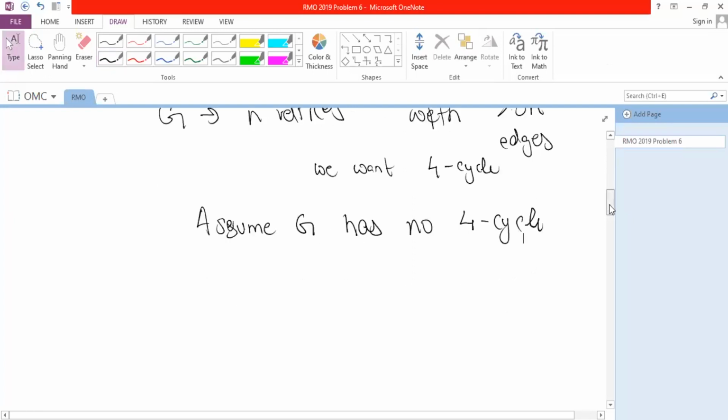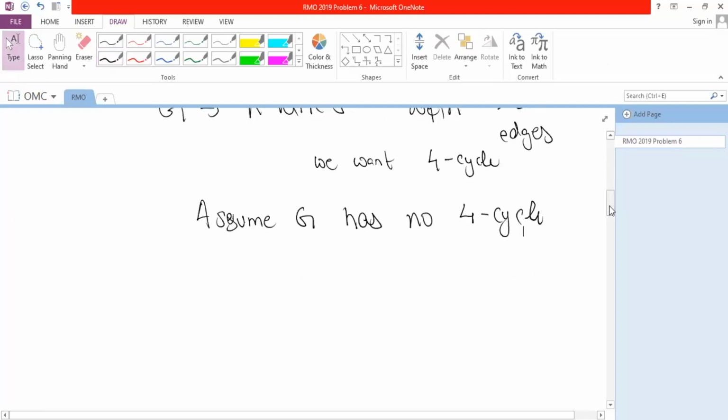Now we employ a standard idea for such kind of problems. We try to count a certain structure. What do I mean by this? In this case, we try to count the number of two length paths. So what is a two length path? It is three vertices u, v, w, such that there is an edge between u and v, and there's an edge between v and w. Let x be the number of such two length paths.